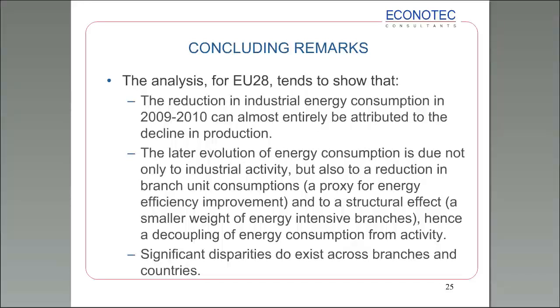Now to conclude, the analysis here tends to show that the reduction in energy consumption in the years 2009 compared with 2007 can almost entirely be attributed to the decline in overall production of industry. But later, from 2011, the evolution of the energy consumption is due not only to industrial activity, but also to a reduction in branch unit consumptions and to a structural effect, a smaller weight of energy-intensive branches, and therefore a decoupling of energy consumption from activity. Well, you've seen that there are significant disparities across branches and countries, of course.